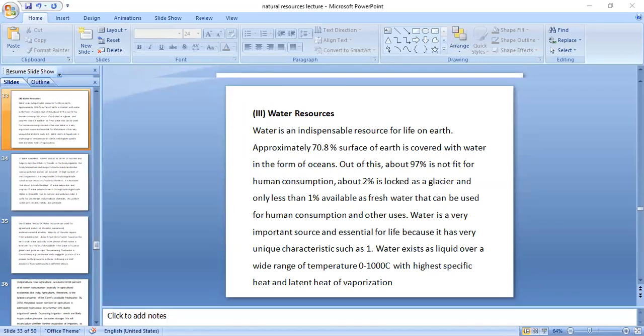In that we have studied agriculture, industrial, domestic, recreational, and environmental activities. Then we have studied the use of water for agriculture purpose, the application of water for industrial use, the domestic use of water, and the application of water for hydropower generation.